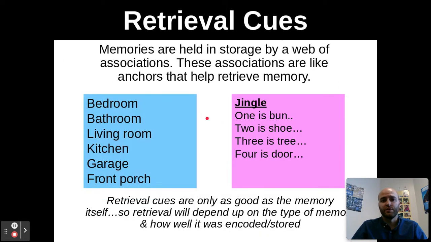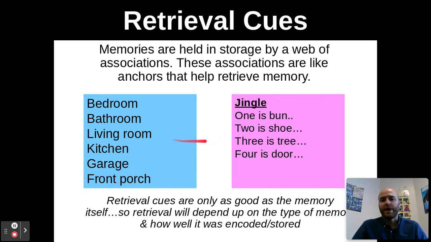There are a few types of retrieval cues. Our memories are held in storage by a web of associations, and these associations are like anchors that help retrieve memory. So when we receive these cues, we pull up different memories and we choose the ones that we need or that we associate with certain situations. Last time we talked about method of loci and how you can remember certain things based upon familiar locations. Another we talked about was peg word.